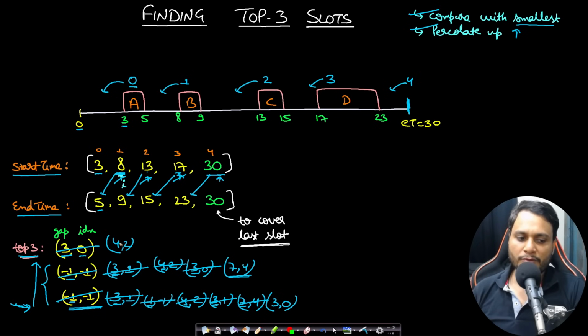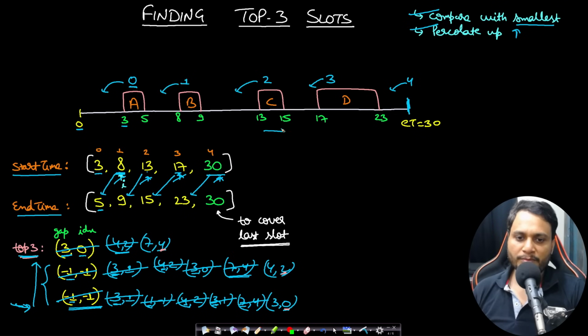Then 7 comma 4 will be compared with 4 comma 2. 7 comma 4 comes here, 4 comma 2 comes here. Okay, and you are done. So this is how you can find out the top 3 slots by also tracking the index where it belongs. The index is important because while choosing the assignment, we can also think about what is its index value, so that I can do non-adjacent assignment.